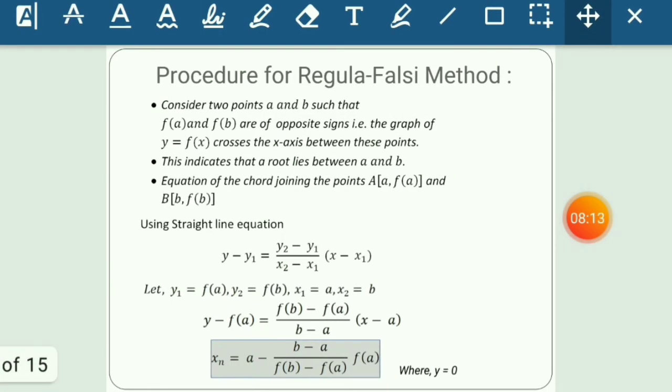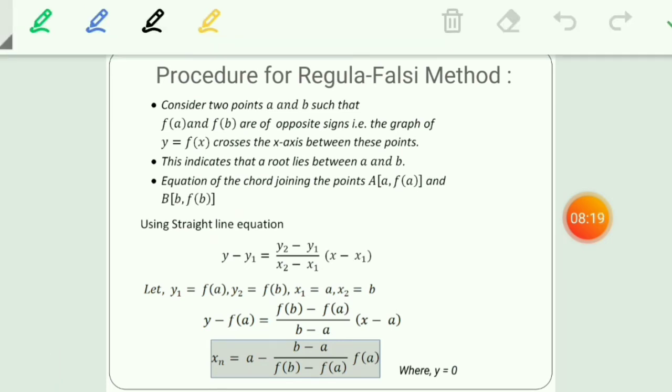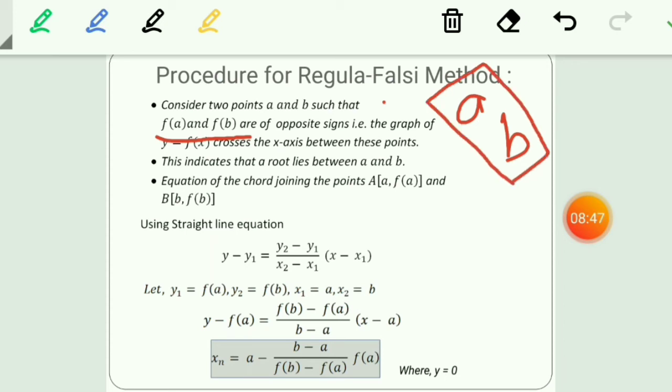Yes. So what is the procedure for the regula falsi method? Okay. So first of all, what we have to do, consider 2 points a and b such that f of a and f of b are of opposite signs. This is the same procedure what we have done in the bisection method. F of a and f of b with opposite signs we have to find, and that gives us the values of a and b. Same procedure as in the bisection method. Okay. Now a and b, how we got the values of a and b? Then directly we can start our solution. Okay. So yes, so what is my solution here? How are we going to solve it?